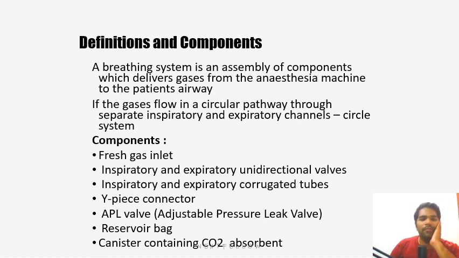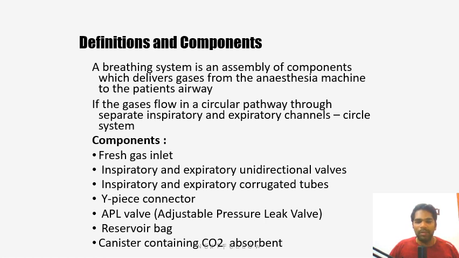So the components are a fresh gas inlet. For any breathing system, there has to be a fresh gas inlet. The oxygen, nitrous oxide, and the volatile anesthetic need to get into the system through a fresh gas inlet. And the inspiratory and expiratory unidirectional valve. We will see what is unidirectional valve in the later slides. And inspiratory limb and expiratory limb, which are corrugated tubes. And Y-piece. Y-piece is nothing but the Y-shaped connector which connects the inspiratory limb and expiratory limb. And APL valve, adjustable pressure leak valve. I think there has been a question regarding components of a circle system, and APL valve was the answer given.